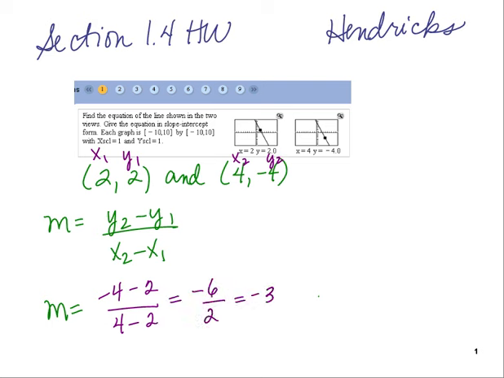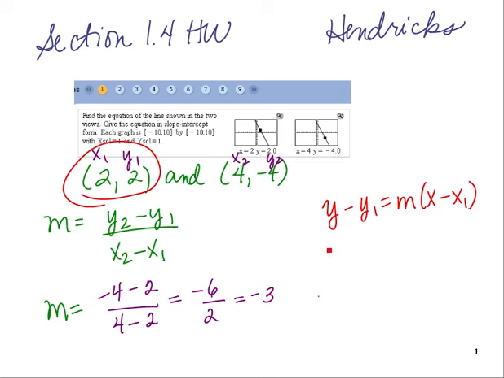So now that we know the slope, we can plug into the point-slope form of the line with one of our points and the slope. I suggest that you use this (2, 2) just because it doesn't have any negative values, but as you know, either of the points would produce the same equation. So we'd have y minus 2 equals negative 3 times x minus 2.